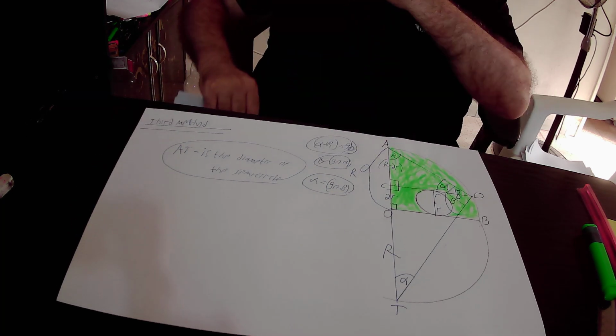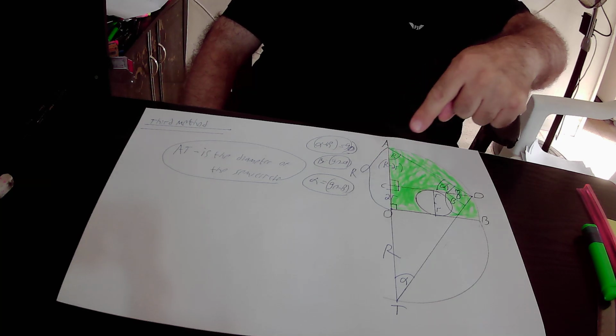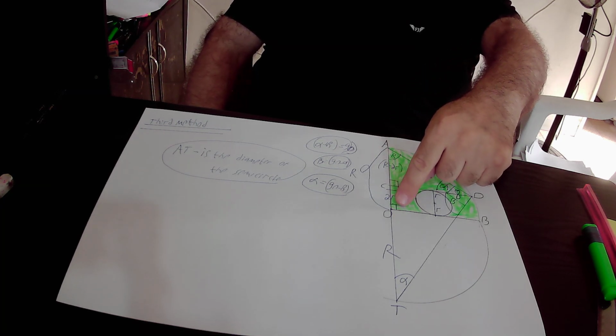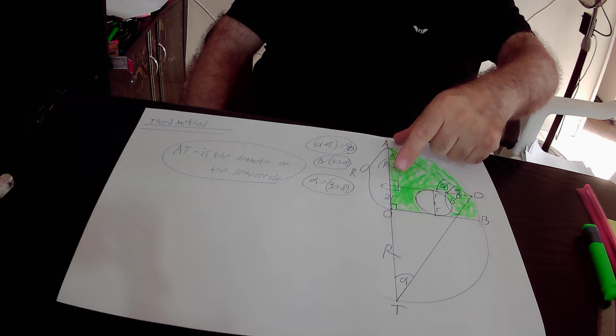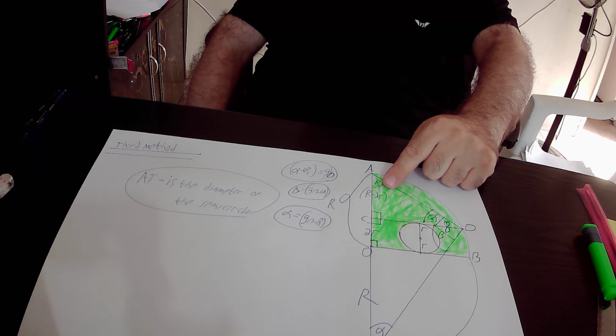We already found out that CO equals 2R, AO equals capital R, this angle equals 90 degrees, this angle equals 90 degrees, and we already found out in the second method that AC equals capital R minus 2R. Okay?